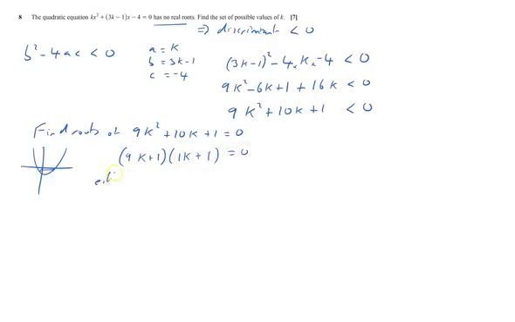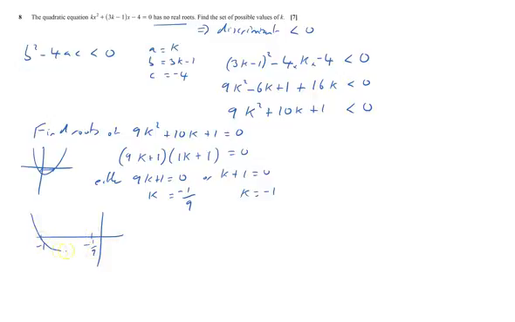So either 9k plus 1 equals 0, or k plus 1 equals 0. So k equals minus 1/9, or k equals minus 1. Now I can draw this in there. I've got minus 1/9 and minus 1.